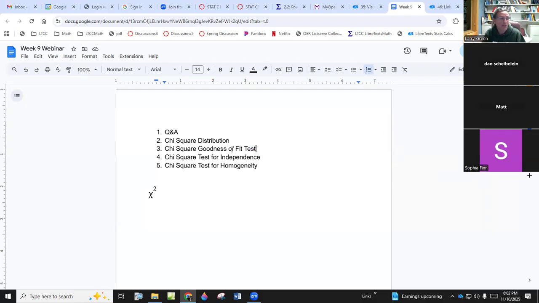The first one will be the chi-squared goodness of fit test. Okay, and then we'll get into the chi-square test for independence. And then finally, we'll get into the chi-square test for homogeneity. So just to let you know, these tests can address something that we haven't been able to address yet.